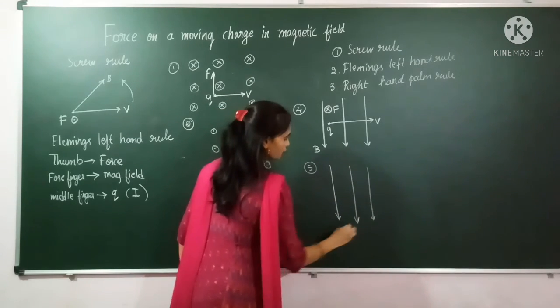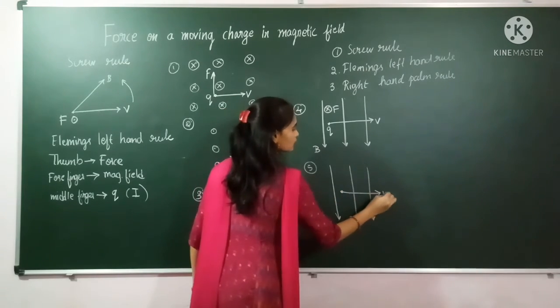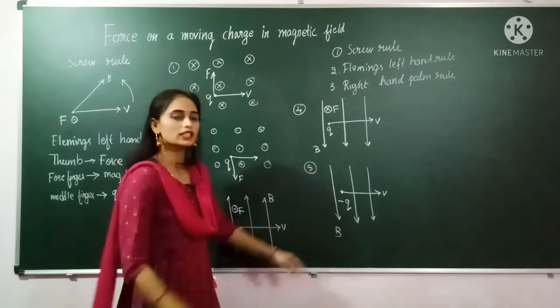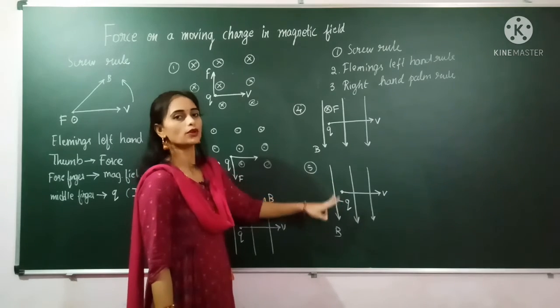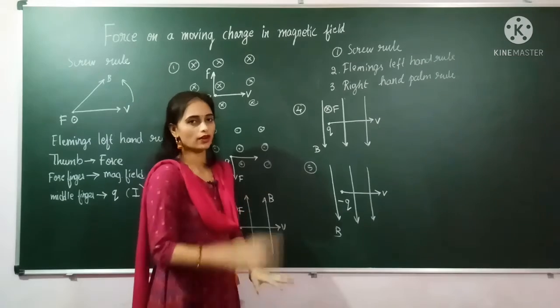This is the direction of magnetic field. In this case also the charge is moving with this velocity, and this charge here we will take as a minus charge, meaning here we are taking a negative charge. When you take a negative charge, then in whichever direction you get the force, you have to reverse that.